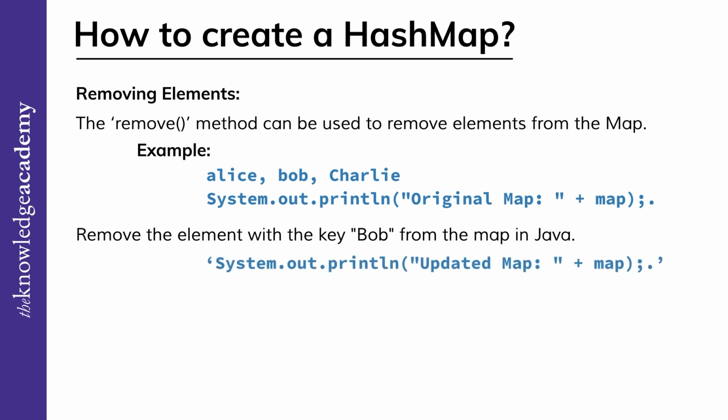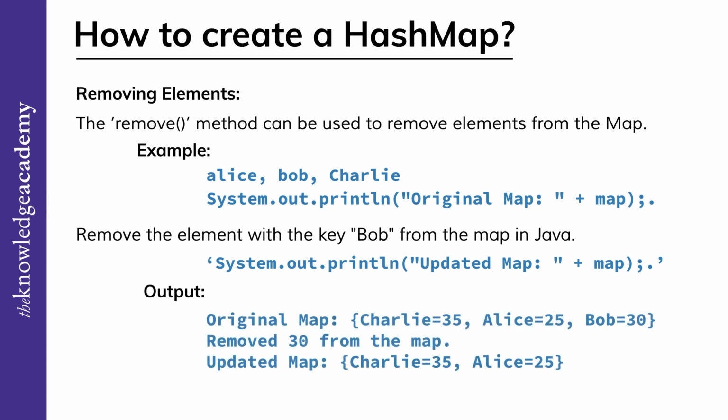updated map plus map. And we could expect an output that looks like original map where Charlie is equal to 35, Alice is equal to 25, and Bob is equal to 30. Remove 30 from the map, updated map would look like Charlie is equal to 35 and Alice is equal to 25. As you can see, the remove method successfully removed the element with the key Bob from the map, and the updated map no longer contains this element.